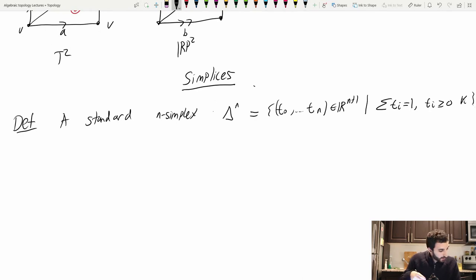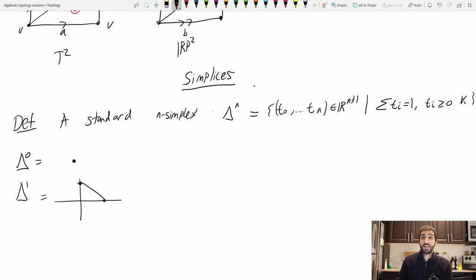So what does this look like? Well, delta 0 is just a single point. It's the points in R1 where it's one point whose sum is 1. That's a single point at 1, right? Delta 1 is all of the points in R2 which sum up to being 1. And so you can write this as an equation. X plus Y is equal to 1, aka Y is equal to minus X. And now we also want everything to be positive, so I look at the line Y is equal to minus X where all of the coordinates are positive, and I get exactly this piece here. And we're going to give these orientations. So this will be like V0, going to V1.